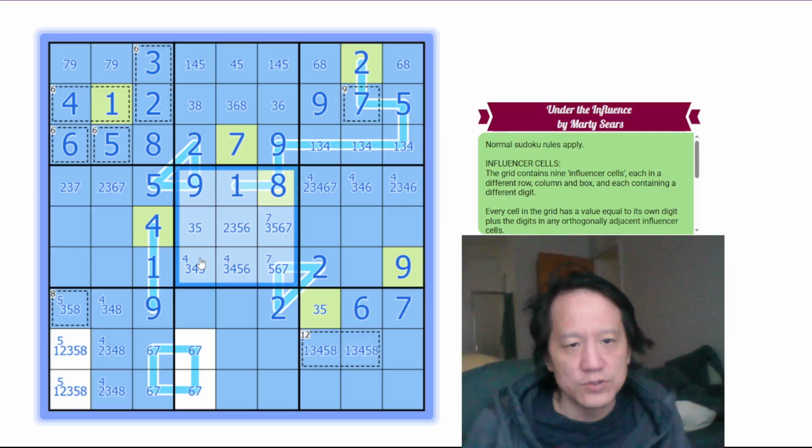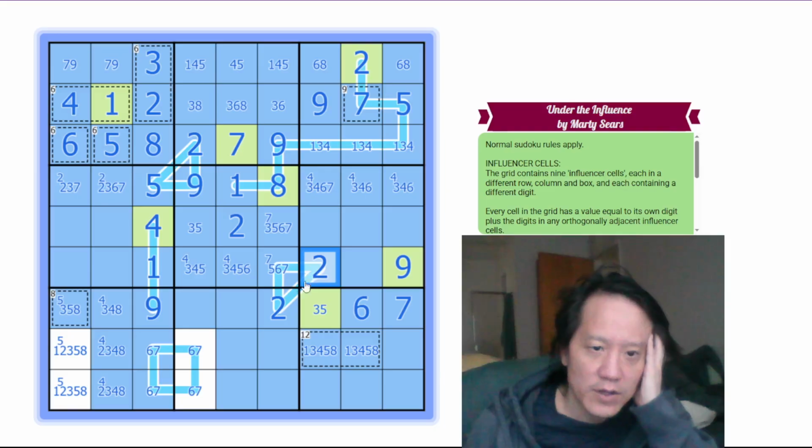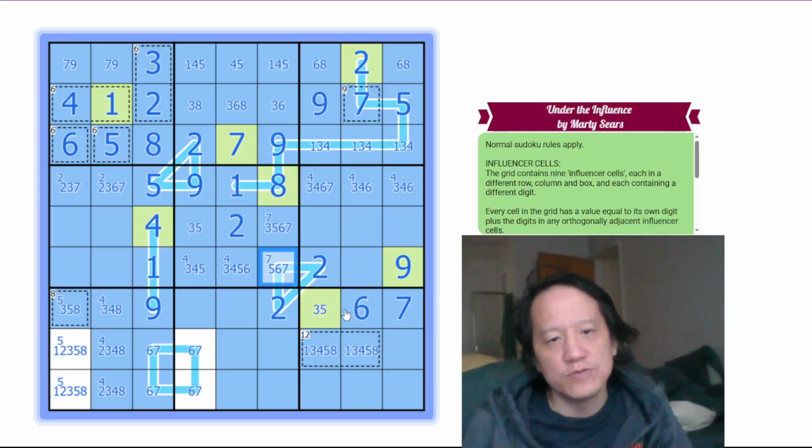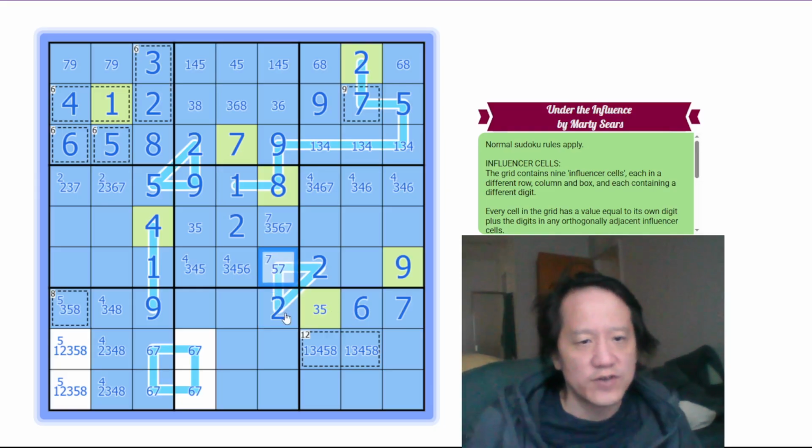Where is the 2 in box 5? It has to be here. So that's 2. None of these can be 2 here. So one of those is a 2 there. So this must be 2 and 3 adding up to 5, or 2 and 5 adding up to 7. So this is 5 or 7.